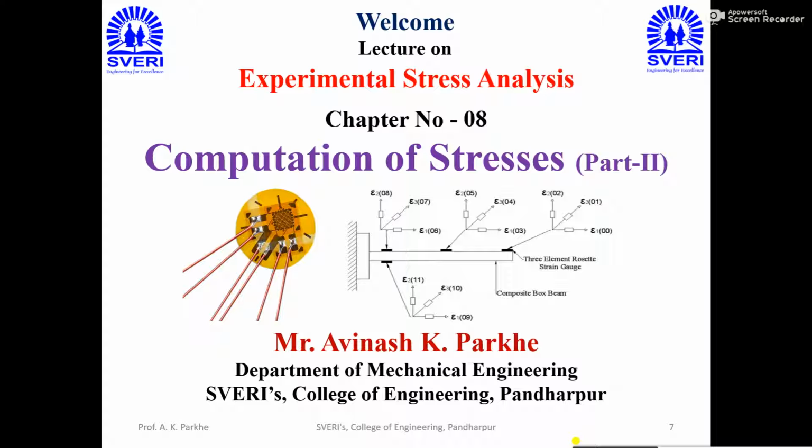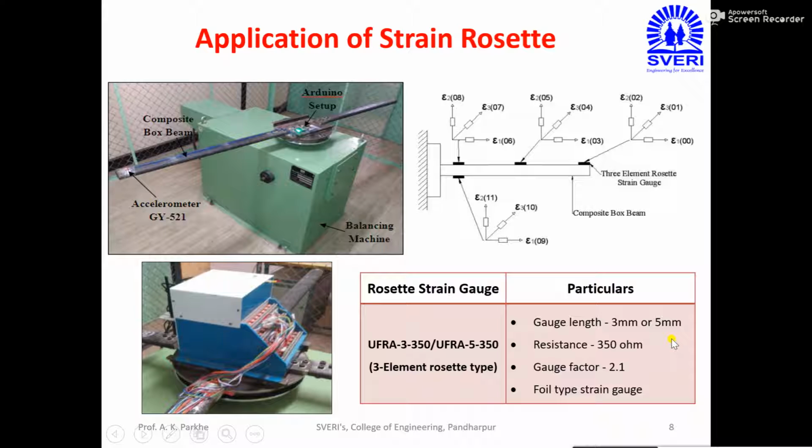So in this part second, today we'll discuss about the basic applications of the strain rosette. So before moving to the numericals based on the strain gauge rosettes, initially once again I will explain what is the basic application of the strain rosettes, where such types of the strain rosettes are used. Then you can understand very easily what is the basic difference between the strain gauges and the strain rosettes.